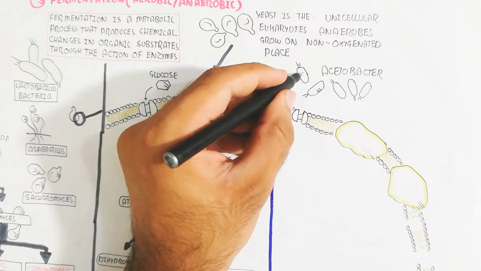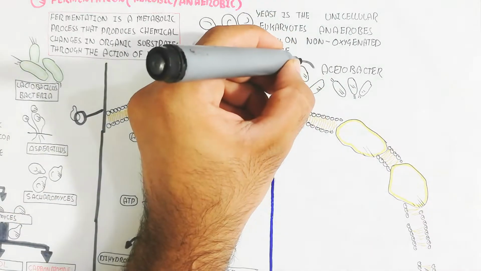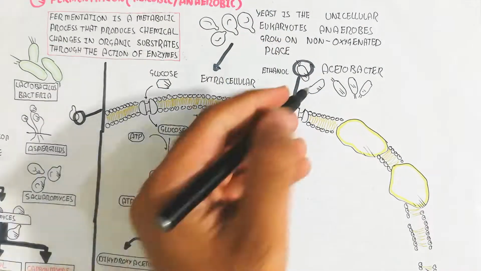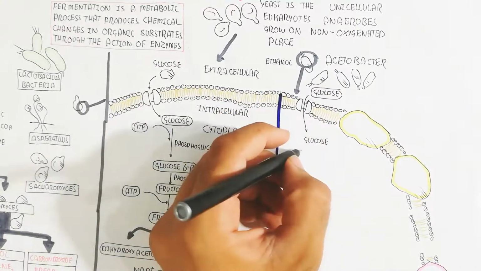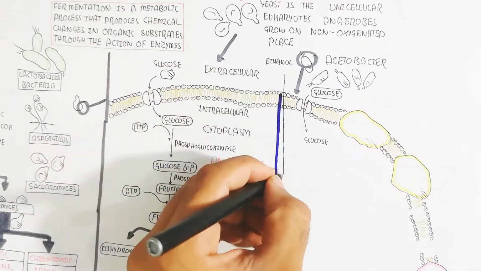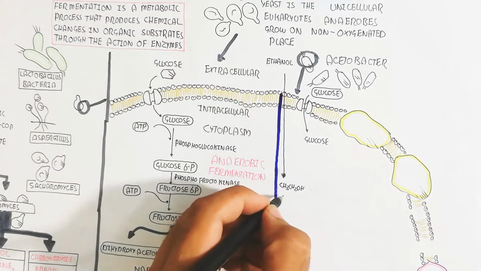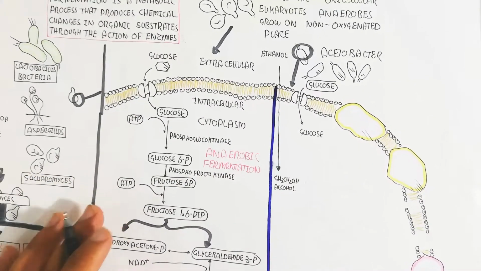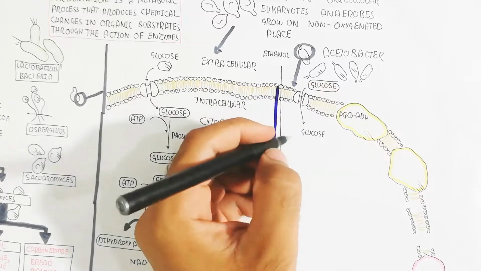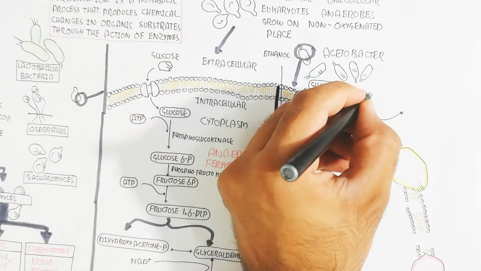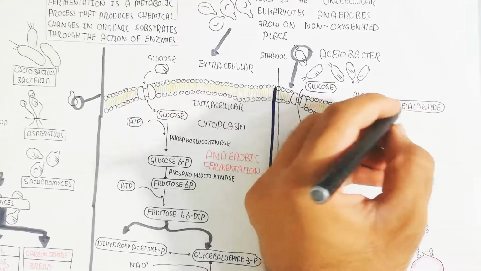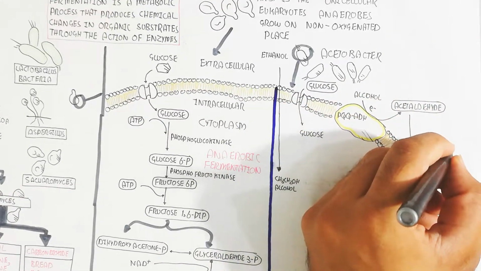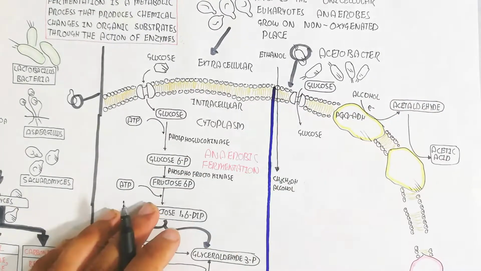So these are the acetobacters, which can enter into the cytoplasm. When they enter the cytoplasm, the ethanol will enter or live outside of the environment from the acetobacter. So here is the PQQ ADH enzyme, which converts alcohol into acetaldehyde. This is an extracellular enzyme, not intracellular.